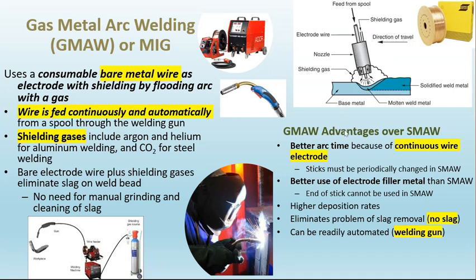So the advantages of GMAW: they have better uptime because of the continuous wire electrode. They don't have to change the stick, and there is better use of electrode filler. They don't waste any electrode compared to SMAW. They have higher deposition rates, eliminate the problem of slag because there's no slag here, and it can be automated. So that's the advantage of GMAW.